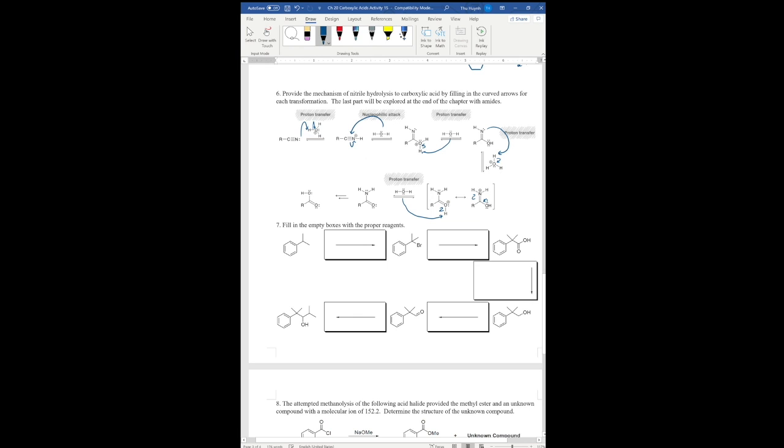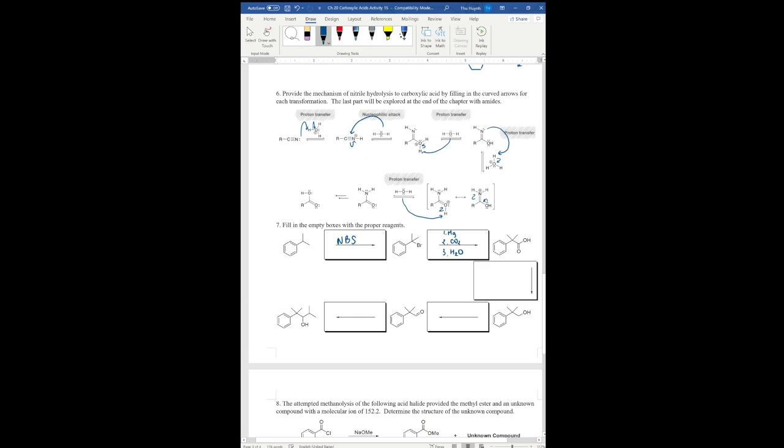So let's move on to question number 7. We can fill in the empty box with the proper reagent. To go from the very first structure to the second structure, we can just use what we have been using so far, NBS, to attach the bromine group. And then to give rise to this carboxylic acid, we can use one of the two reactions that we have just learned.